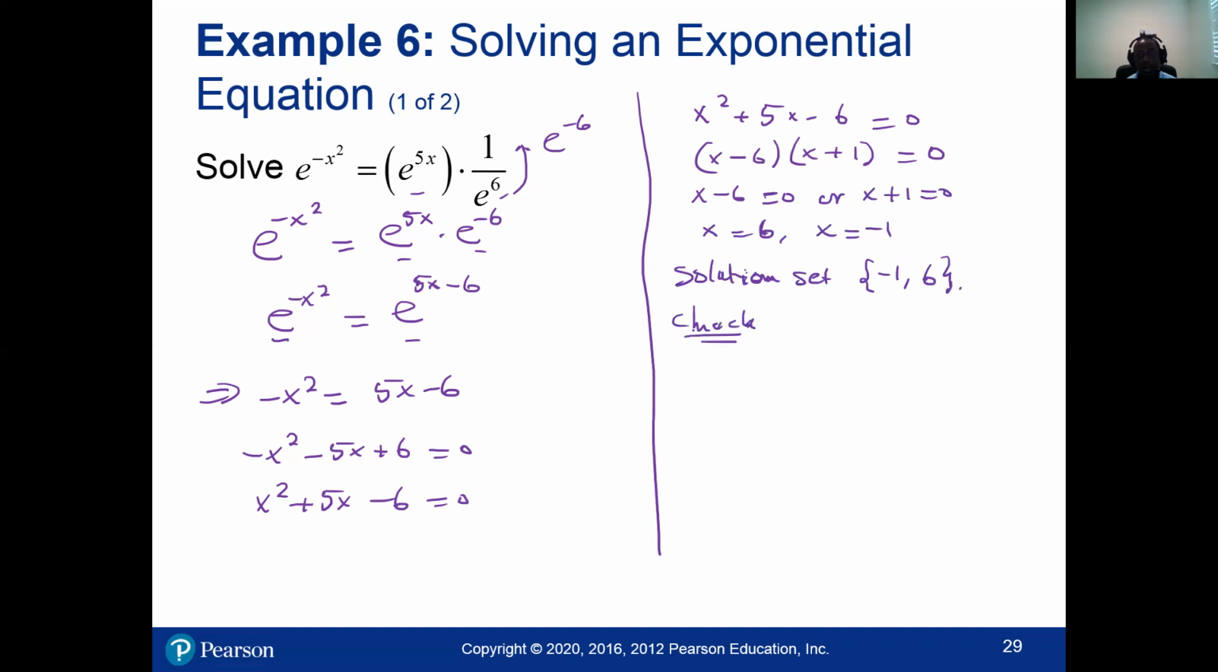Now you need to check before even writing down your solution set, because you can have extraneous solutions. When x is equal to negative 1, I have e raised to negative 1 squared. Is it equal to e raised to 5 times negative 1, and so on.